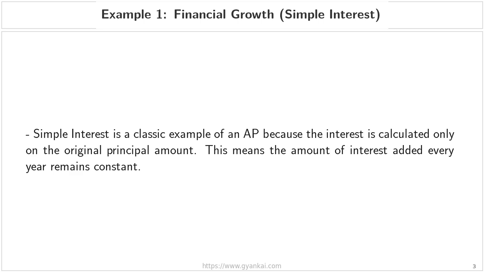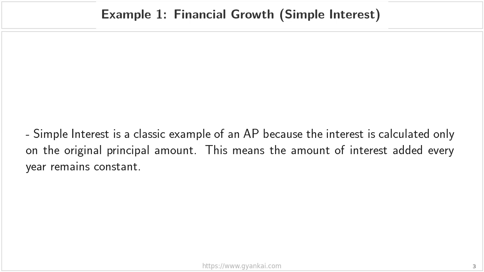Example 1, Financial Growth, Simple Interest. Now that we understand the systematic process of identifying our variables, let's put that theory into practice with our first real-world example. We are going to look at financial growth, specifically through the lens of simple interest. You might wonder why simple interest is relevant to our topic. Well, it is a classic example of an arithmetic progression.